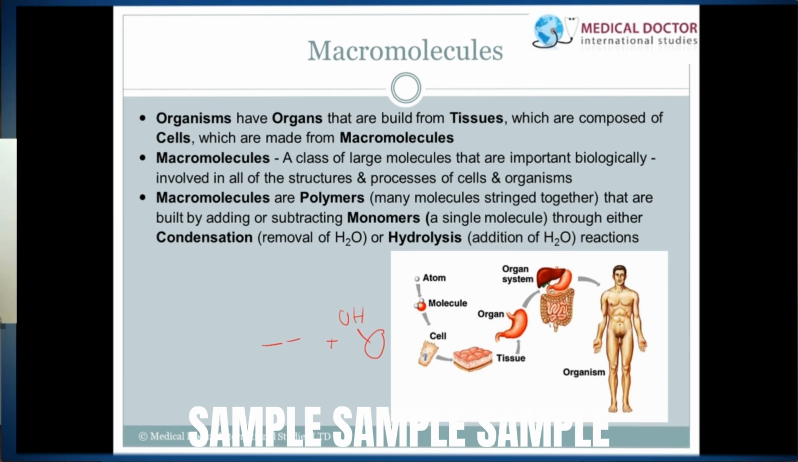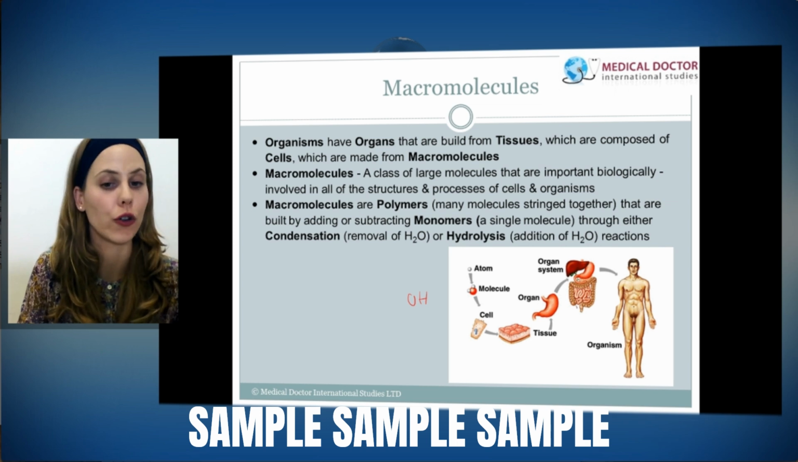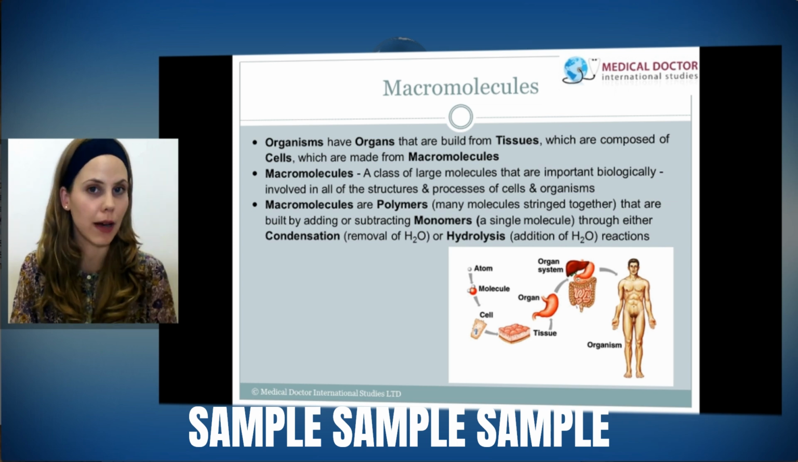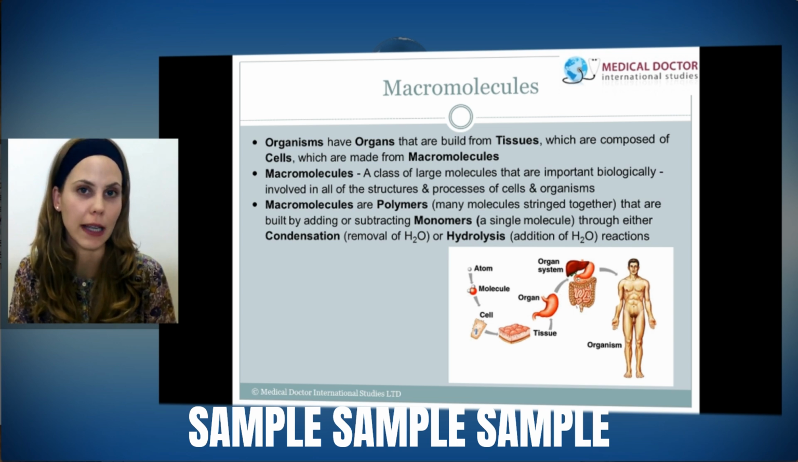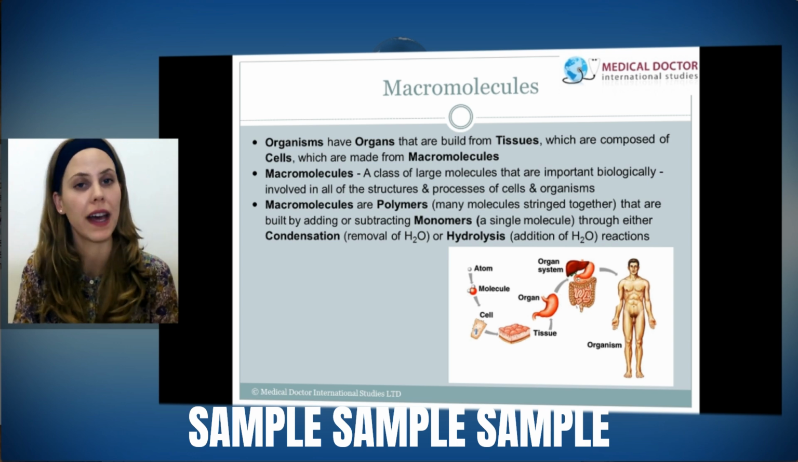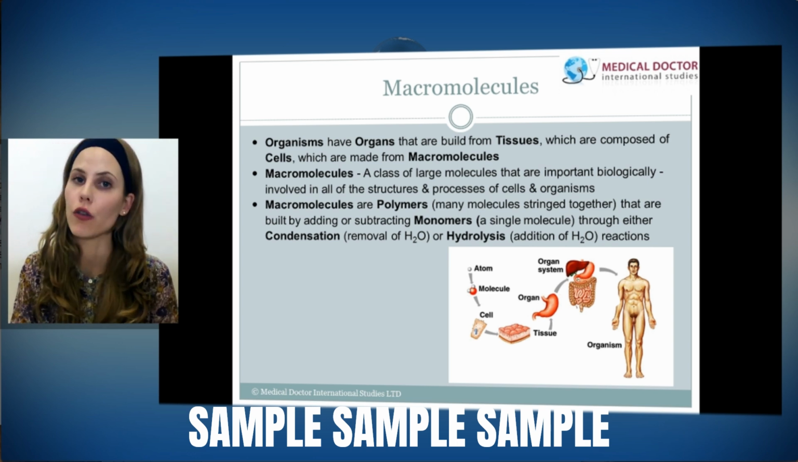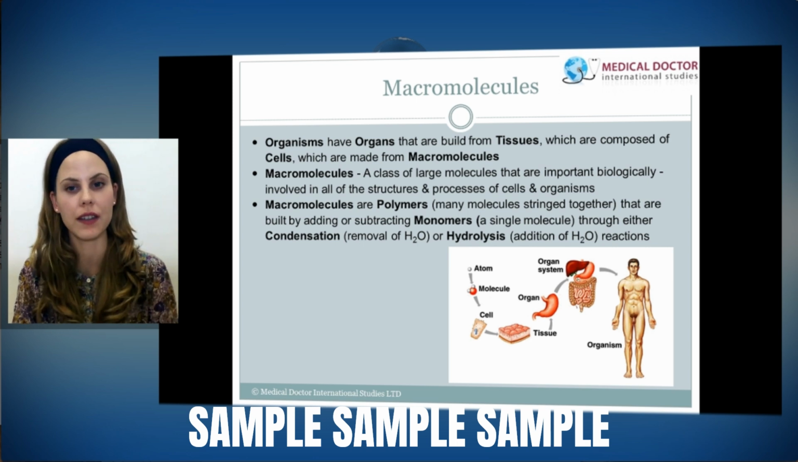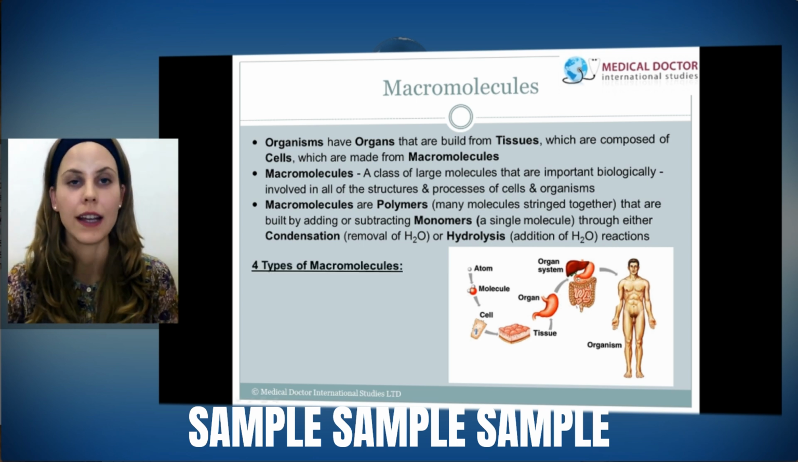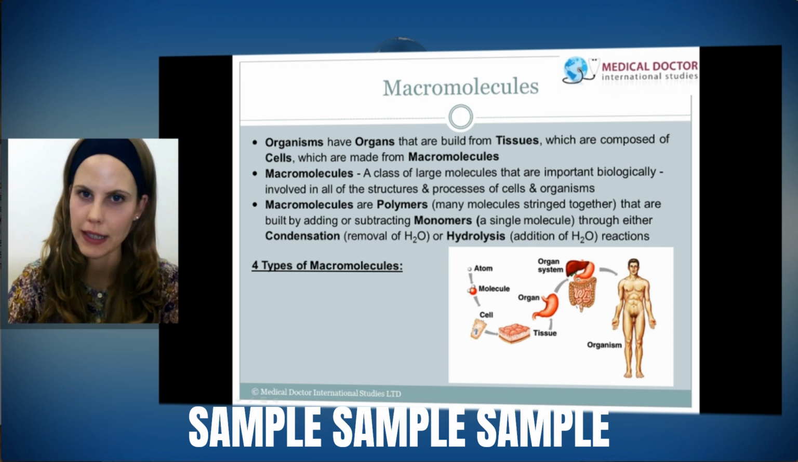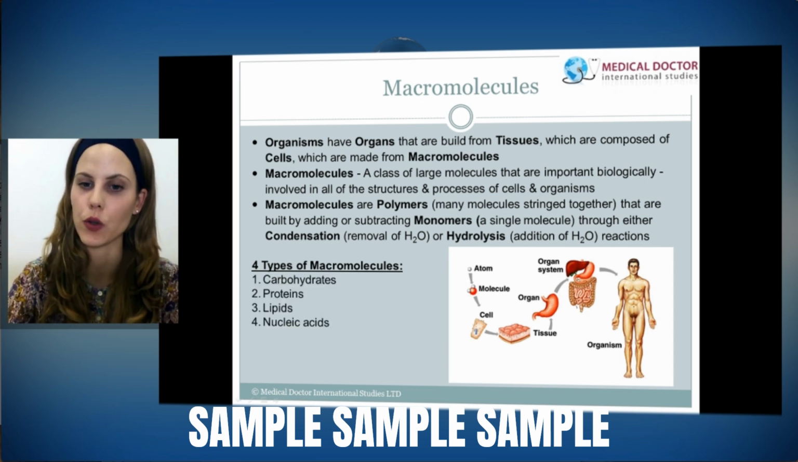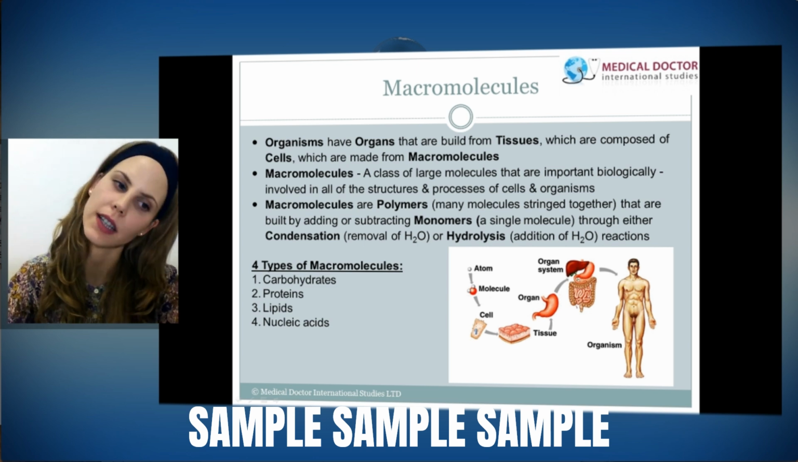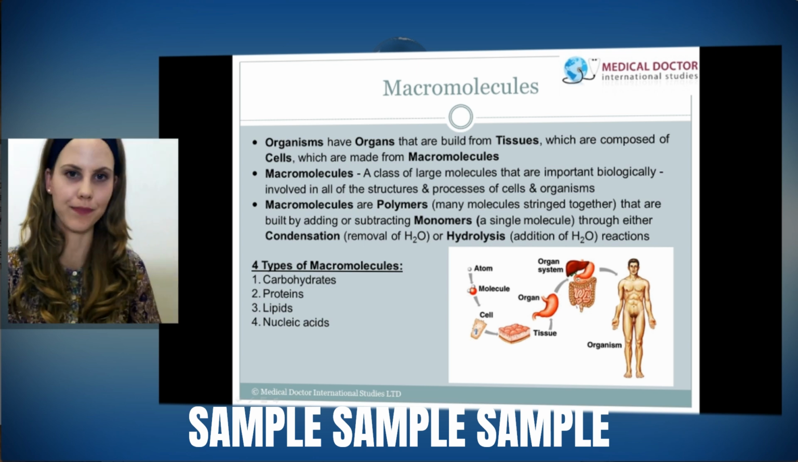So again, macromolecules are also known as polymers, which are strings of molecules that are created by adding or subtracting monomers, the building blocks of macromolecules, each of which is a single molecule. That can be done by condensation, the removal of water, or hydrolysis, the addition of water. The four types of macromolecules that we need to know are carbohydrates, proteins, lipids, and nucleic acids. And today specifically, we'll be speaking about carbohydrates.